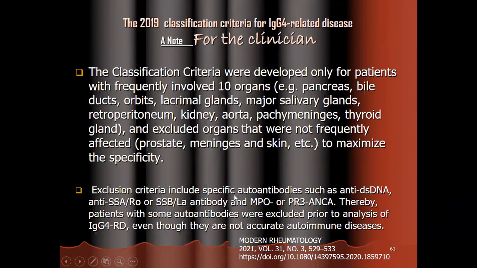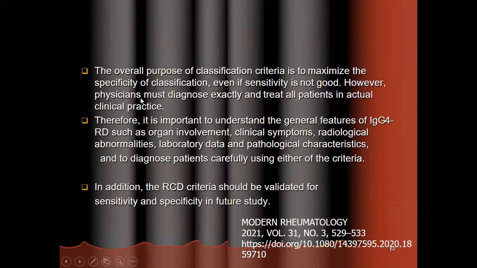Exclusion criteria include specific autoantibodies زي الانتي دبل ستراند دي ان اي والانتي رو والانتي لا والانكا، thereby patients with some autoantibodies were excluded prior to analysis of IgG4 related disease. مجرد وجود الانتي بوديز دي هم استبعدوا بيه حالات ممكن قوي يطلع فيها حالات IgG4 even though they are not accurate autoimmune disease. وبالتالي overall purpose of the classification criteria اللي عملوها الامريكان يوروبيان is to maximize the specificity of classification even if sensitivity is not good.